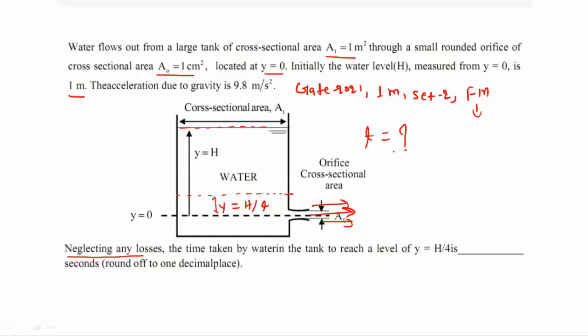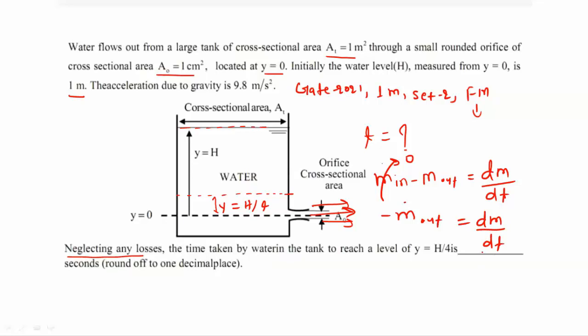Is it clear? Now what you have to do is just make a mass balance. So we can say here mass in minus mass out equal to change in mass, dm upon dt. Is it clear? But in this question, since mass is not coming in, therefore this is 0. So we can write mass out equal to dm upon dt.